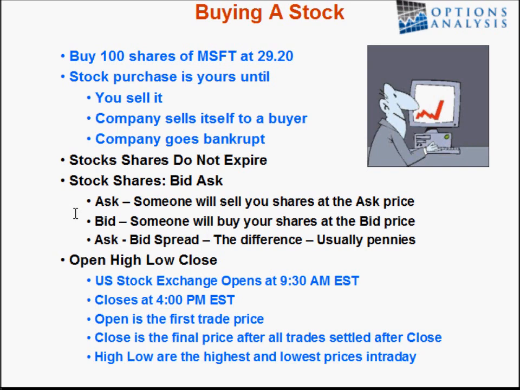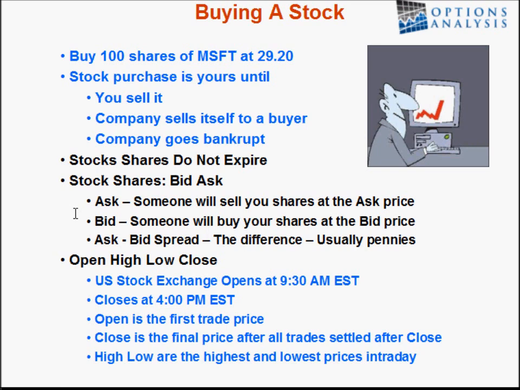During the trading day, as you look at the stock price, there are 4 numbers that arise. They're called the open, the high, the low, and the close. The United States Stock Exchange opens at 9:30 a.m. Eastern Standard Time and closes at 4. The open is the first trade price. The close is the final price after all trades have settled. During the day, the highest value of the stock is recorded as the high, and the lowest value is recorded as the low.